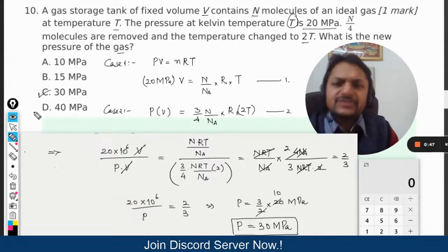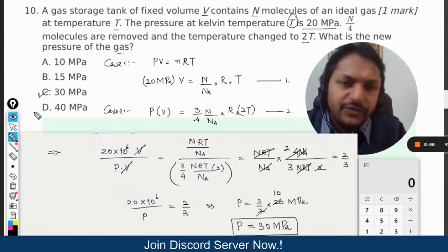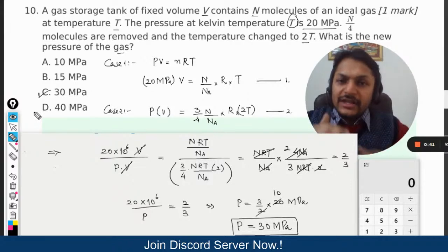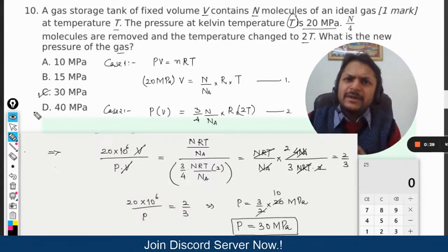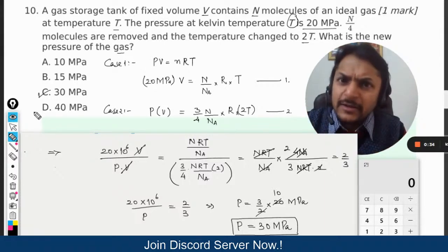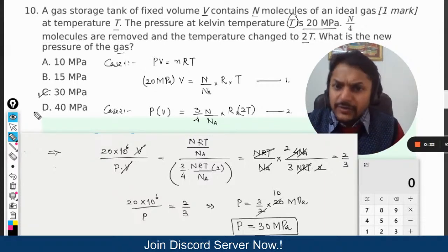Only the maths is difficult, I would say, otherwise it's not even difficult. If you have a little more practice of these kinds of questions, this mathematics that we have done here comes out to be very easy then. Okay, so this is how we do this question.